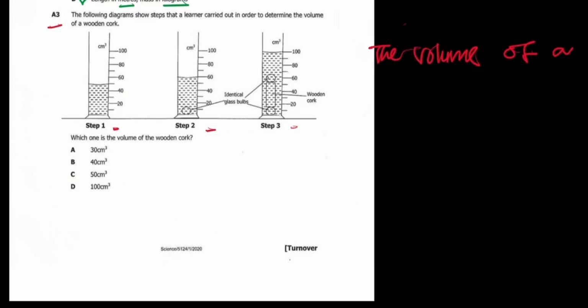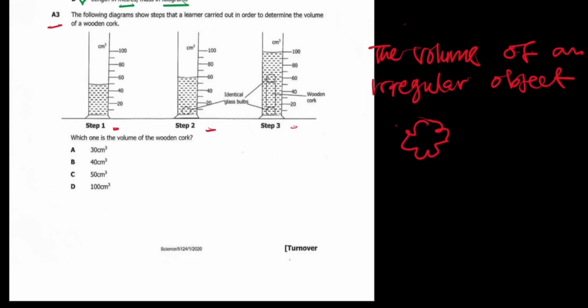of an irregular object. In this case, you might have a rock which you cannot easily measure. So how do you measure the volume of an irregular object? Well, the first thing that you need to do is get a cylinder and fill it with water.